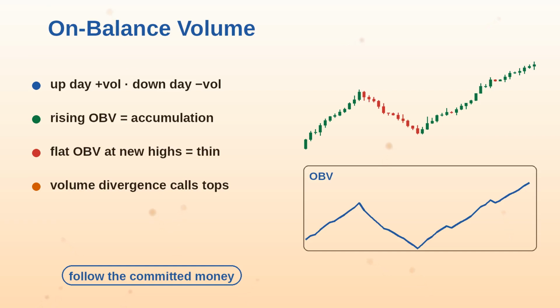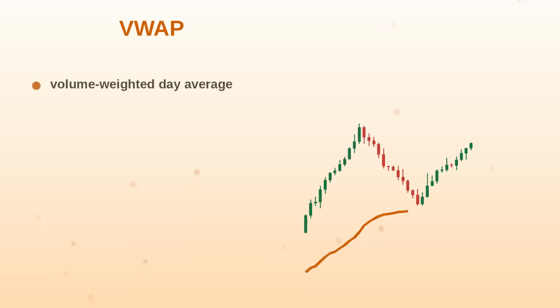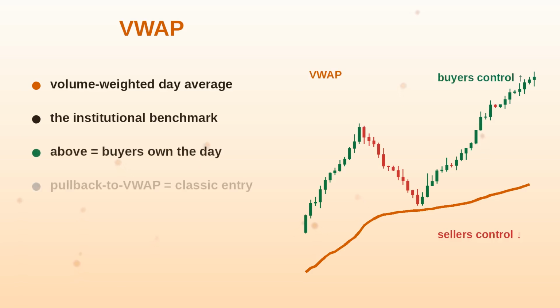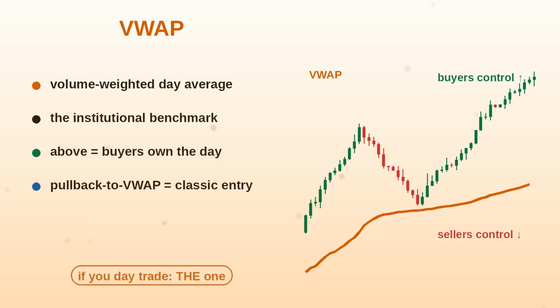Simple math, serious signal. VWAP, the volume-weighted average price, the institutional benchmark. It's the true average price of the day, weighted by how much traded at each level, and it resets every morning. Big funds judge their fills against it, which makes it a magnet and a battleground. Price above VWAP, buyers control the day, below it, sellers do. Pullbacks to VWAP in a trending session are the classic intraday entry. If you day trade and use only one indicator, this is the one.